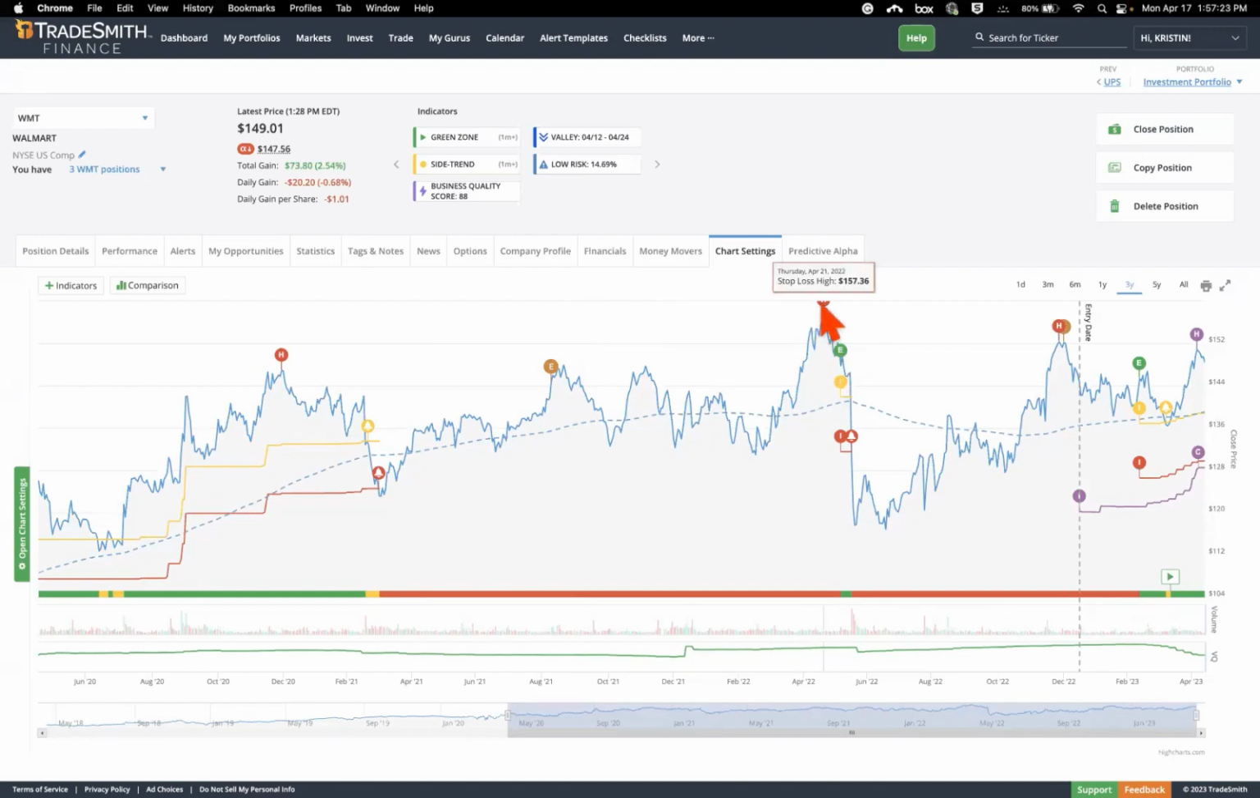And it reached the new high that day on April 21st. That's an H, you can't really see it. So again, it was only there for a little bit in the green zone. And you can see, look at that. So on April 21st of 2022, it reached $157.36. And then look at this huge drop.